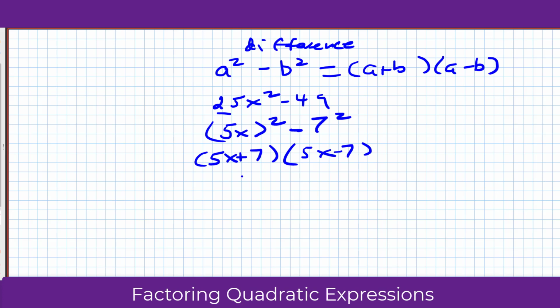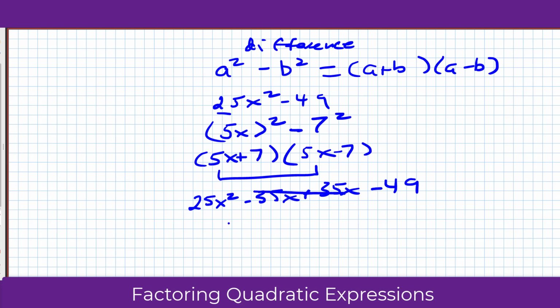So again, you can use that pattern for factoring the difference of two squares, and of course, you can go back and use the FOIL method to check your work. We've got the first, 5x times 5x, that's 25x squared. 5x times negative 7 is minus 35x. And then 7 times 5x is plus 35x. And then 7 times negative 7 is minus 49. So these two go away. That leaves us with 25x squared minus 49, and it checks out. Your turn.